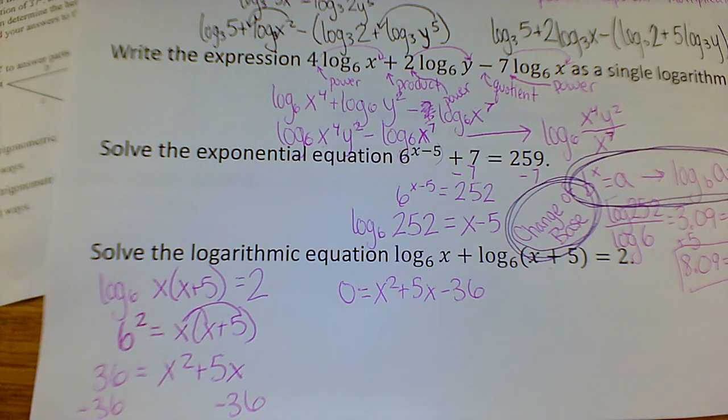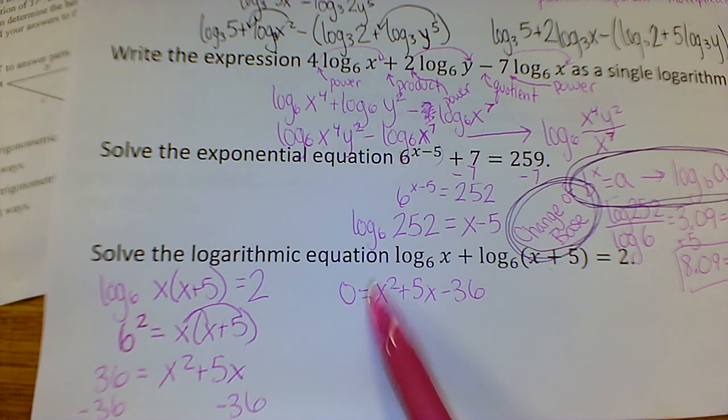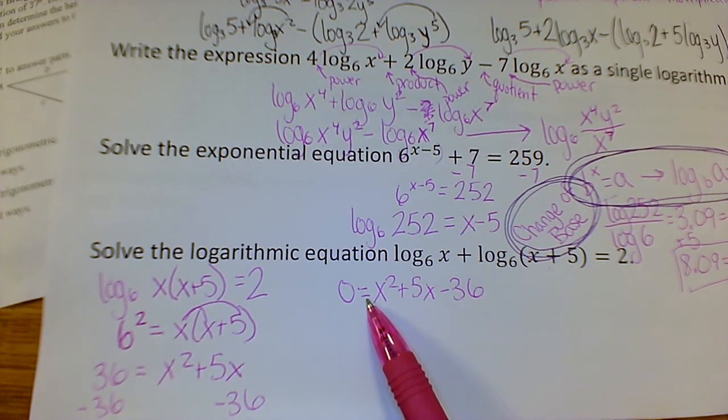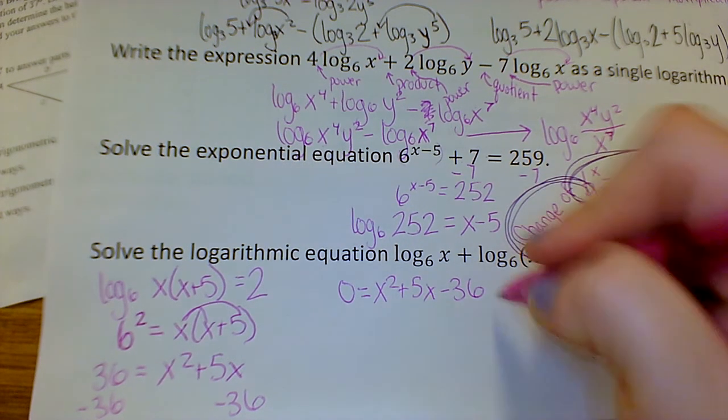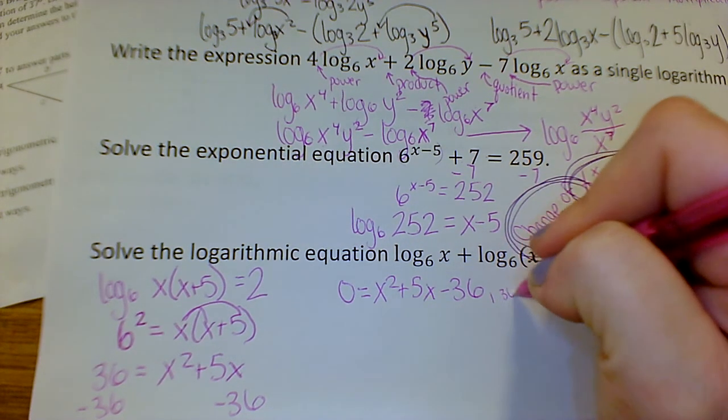Alright, now we have to factor. So factoring this is super easy because there is no value in front, right? There's no leading coefficient. It's just 1. So it's really easy. We're just going to see what multiplies to 36 and adds to 5. So let me make my list.